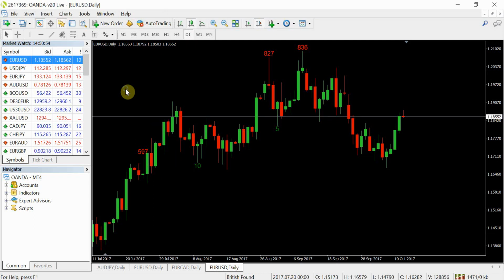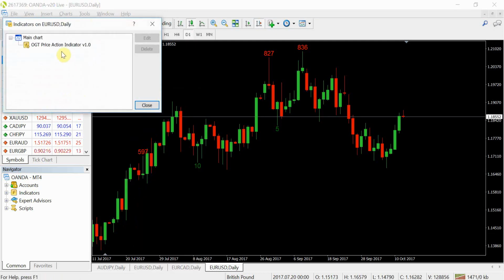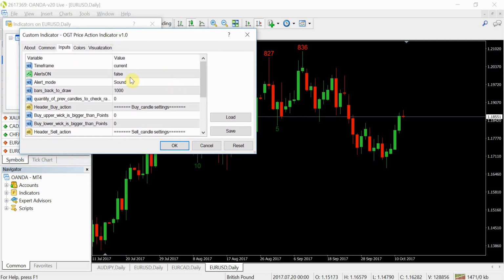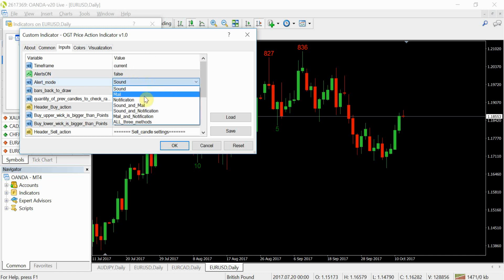So what I'm going to do is show you inside the indicator so you can have a look at what you can do with it. Again, you can view it on whichever time frame you want. It works on all time frames. We've got alerts, so you can get an email, a notification through your smartphone, or a sound alert, or all three, or two, or whichever one is your preference. A number of bars to draw back. Obviously, the more bars you draw back, the longer it'll take to load up the indicator. But it's just set to a default of 1,000 bars on the time frame you're looking at.